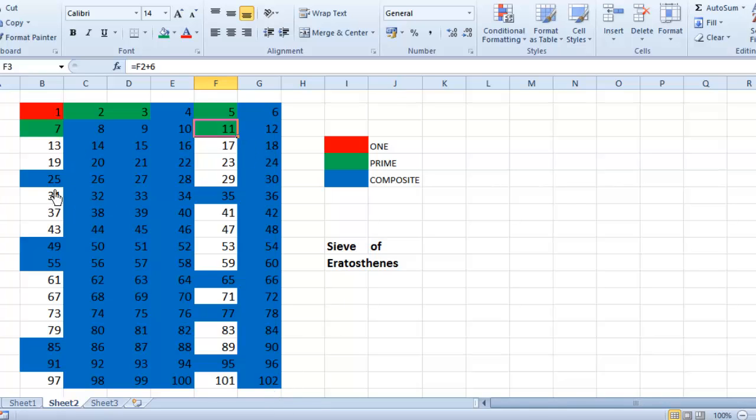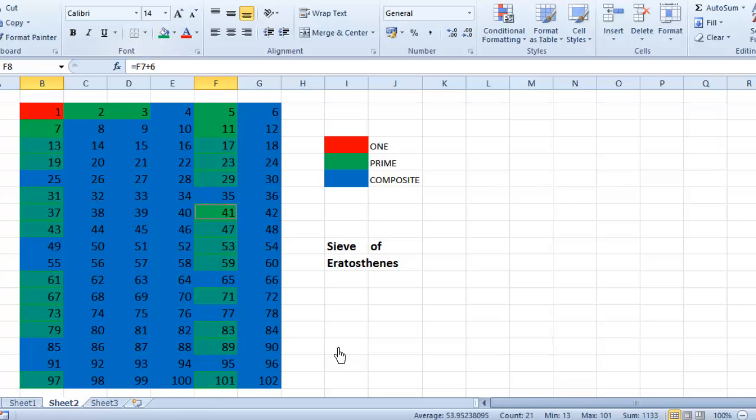So from here, we can mark all the remaining numbers in green because they are the remaining prime numbers. So all these numbers which are yet to be marked are prime numbers. So this is a very simple method in order to find out which of the numbers are prime and which of the numbers are composite.